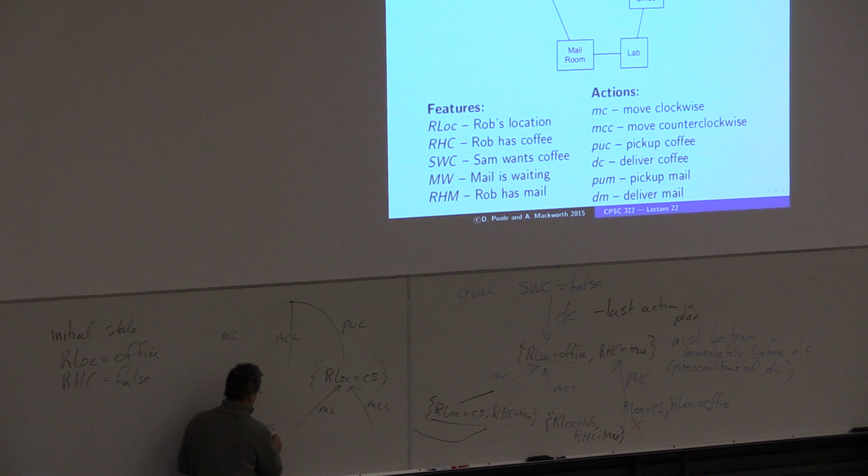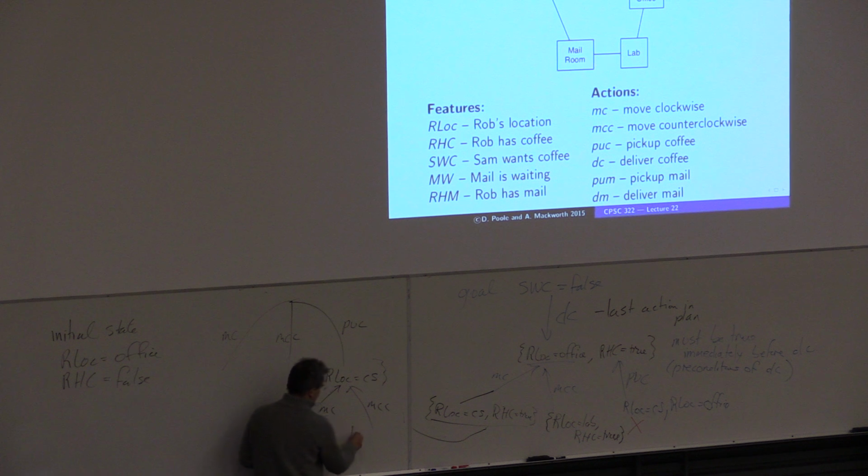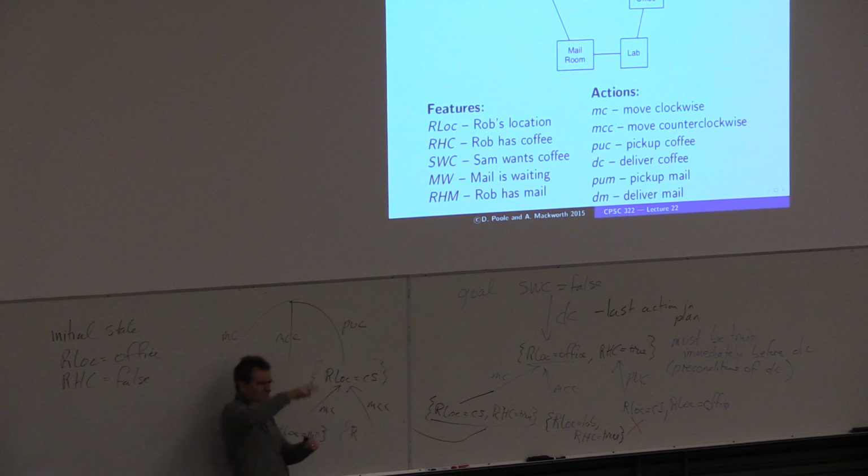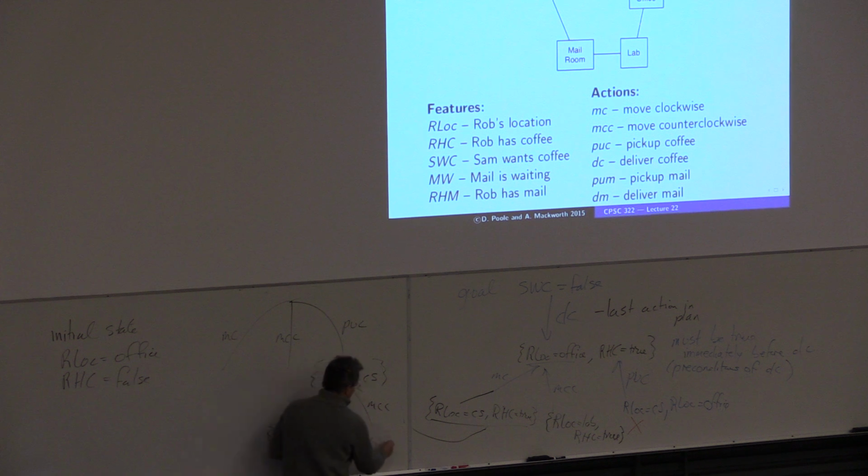Right, so the robot location equals mail room. Or here, what's this one? You move counterclockwise. Which is counterclockwise. It's going to move. Oh, I can't see it. It hurts my neck too much. What? Right, the robot location is the office.